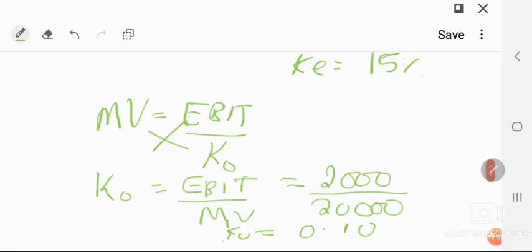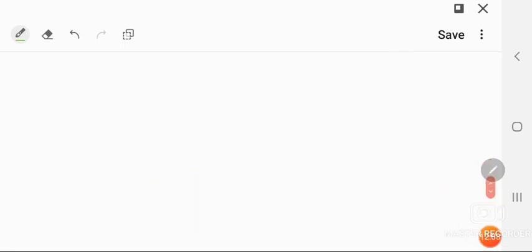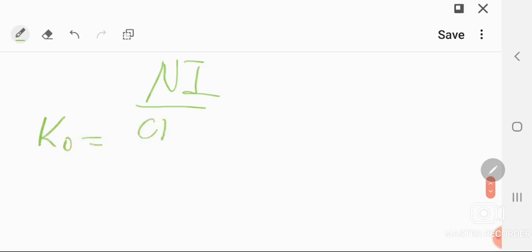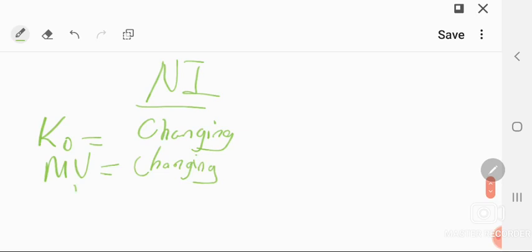Let's look at the next approach, which is net income. Now, looking at this other approach, NI, it's just like the opposite, because your cost of capital this time around will be changing. Your market value will be changing as well. Your cost of equity this time is assumed to be constant, and the debt one as well. Let me just rewrite that clearly. So these are the following changes according to the net income approach.